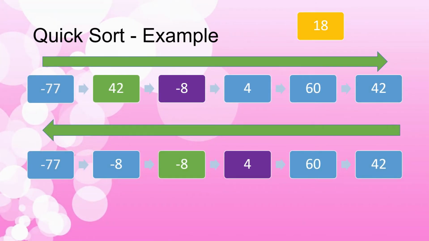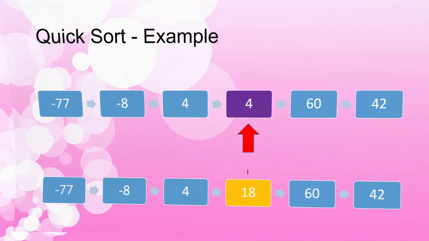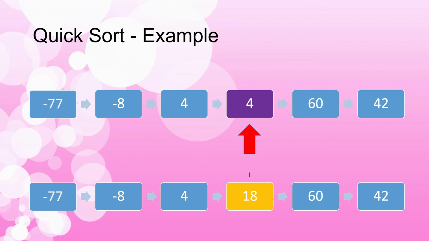Then we go again from the left to the right, and we see, is the minus 8 greater than the pivot element? It's not greater than the pivot element, so we assign it to position i, and we switch back to --j. At the --j position is the number 4. 4 is less than the pivot element, so we change it with i. And now i and j have crossed each other.